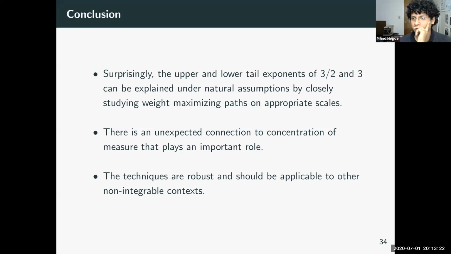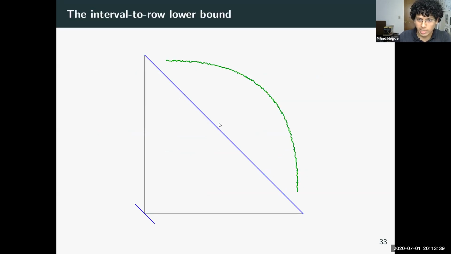So for the tail exponent for the small interval to large interval, do you use similar kinds of tricks? Sorry, what kind of tricks? Like, how did you prove that lower bound? Oh, okay, maybe I'll just go back. You asked about this one, right? Yeah. So you have to prove that the best path from this interval to this whole line is small.